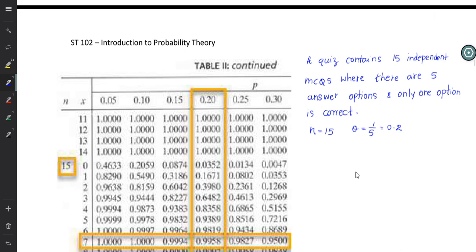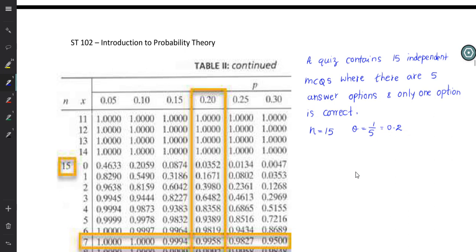So you have to figure out by reading the question what your probability of success is. Although it is not given straight away, the information is all provided. There are 5 answer options, only one is correct, so the probability of getting the correct answer is only 1 out of 5.